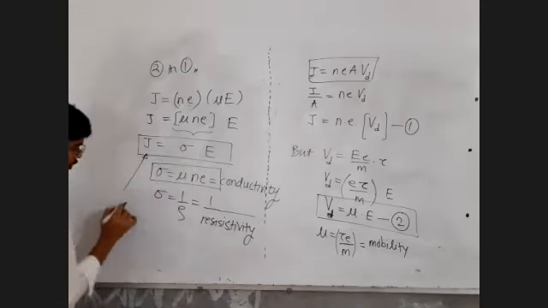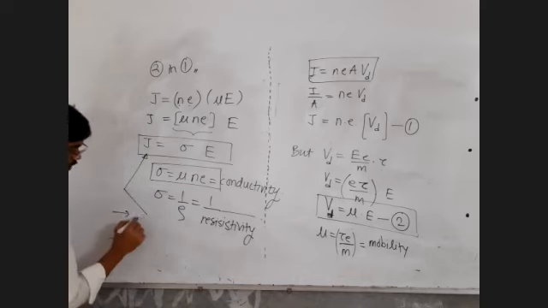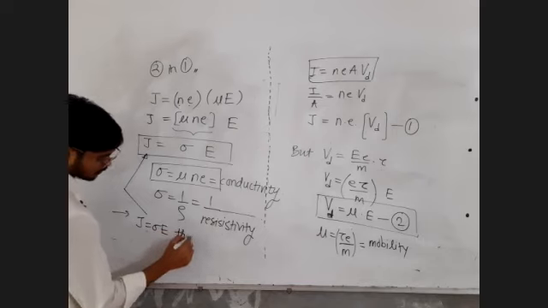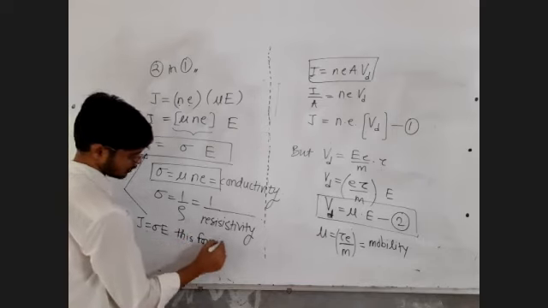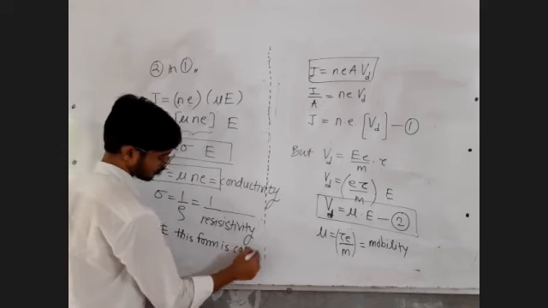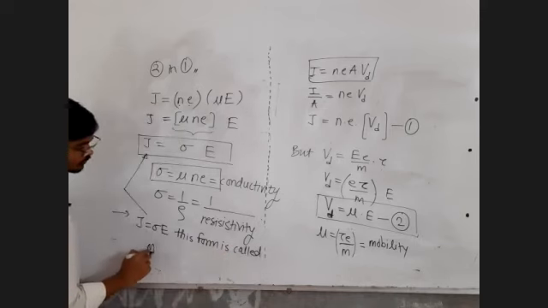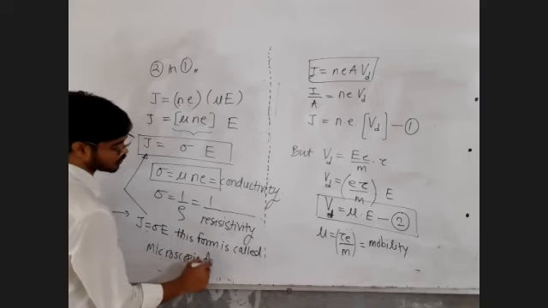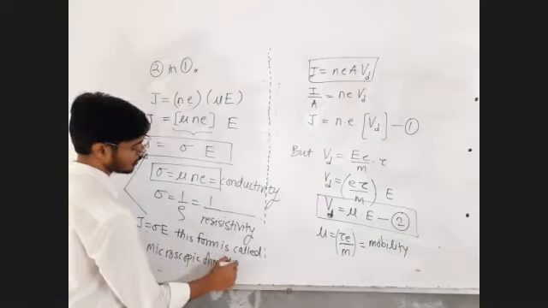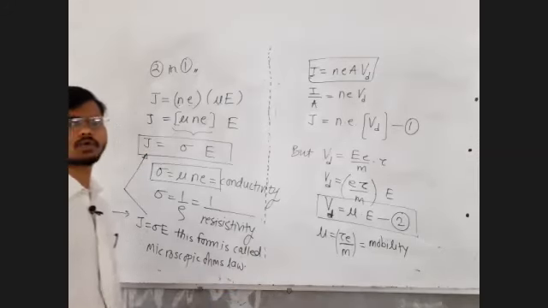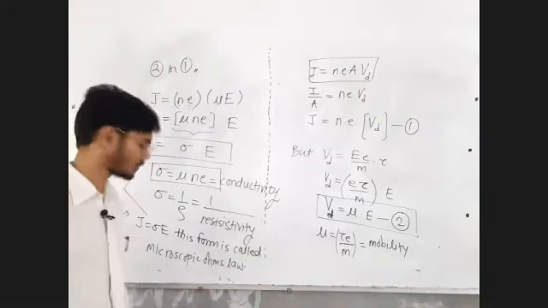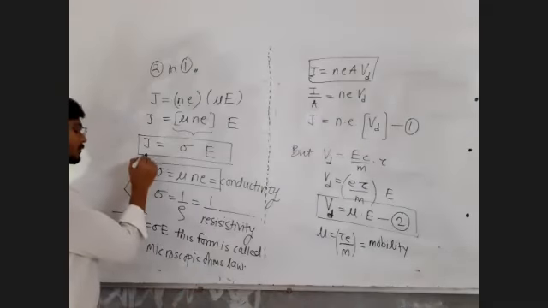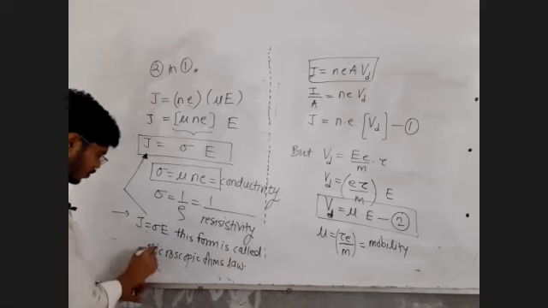So this form, J equal to sigma into E, is called microscopic Ohm's law. And V is equal to IR is called macroscopic. Macro means big, micro means small. This form is applicable at a given point, so it is microscopic.